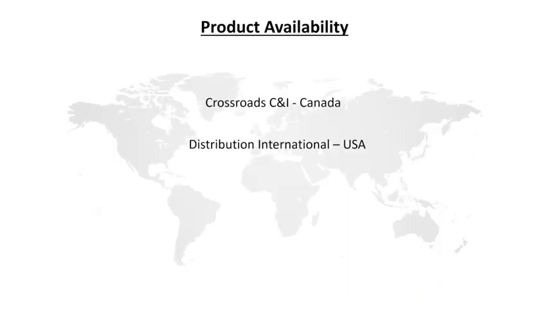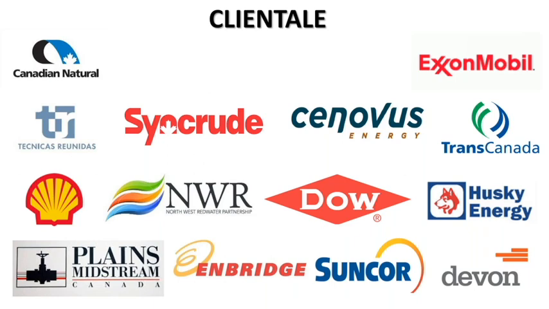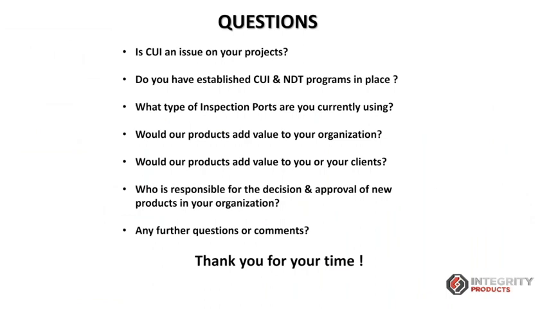Speaking about the availability of the products, Crossroad C&I is the distributor in Canada, and Distribution International is our sole distributor in the USA. We have an active and long affiliation with DI and Crossroad C&I. Speaking about our end users or customers, this is the clientele, showing the logos of different companies. We have active affiliation. And at the end, I would just like to throw some questions to the participants. If someone is from the asset owner side, I'm directly confronting you with these questions.